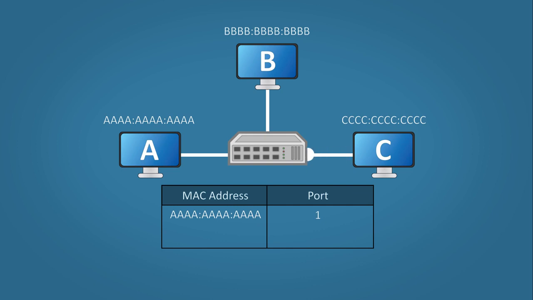When host C sends data back to host A, the switch knows exactly where to send the data. Now if you notice, the switch has learned that host C's MAC address can be found on port 3. Using this process, very quickly a switch can learn how to reach each host connected to it.